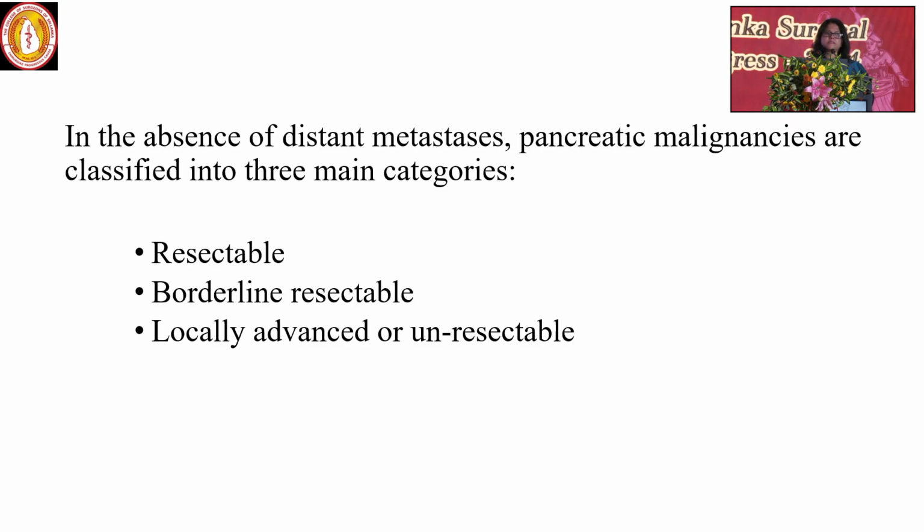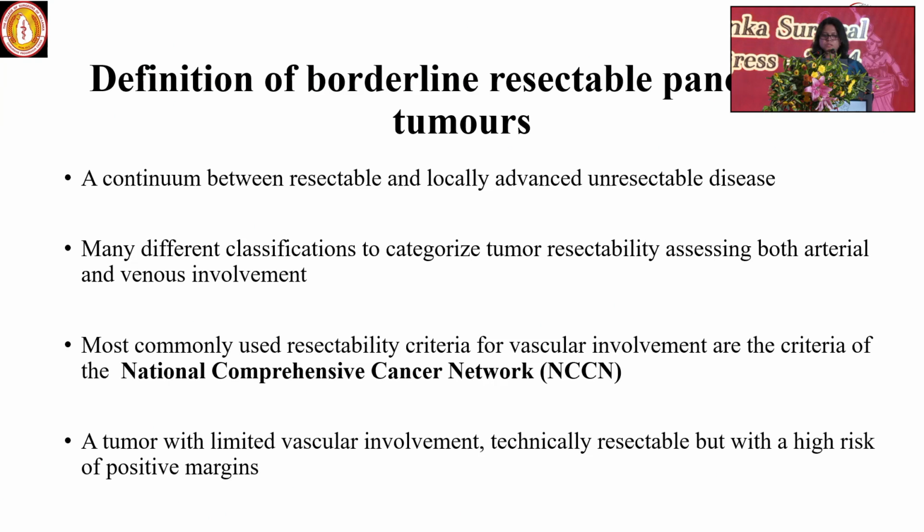In the absence of distant metastasis, pancreatic malignancies can be divided into three categories: resectable pancreatic tumors, borderline resectable, and locally advanced or unresectable pancreatic tumors. Borderline resectable tumors are a continuum between the resectable and locally advanced unresectable disease. There are many different classifications depending on the vascular involvement. The guideline most commonly used is the National Comprehensive Cancer Network guideline.